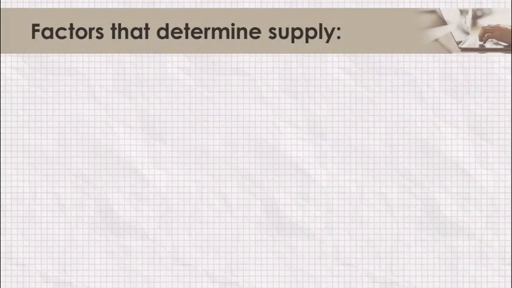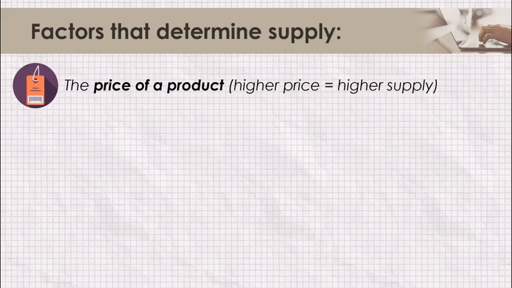Now, there are a few factors that determine supply as well. The first one is obviously the price of a product. So if you are a business, you would want to put that price up as high as you possibly can. Why? Because you want to make the biggest possible profit. Okay, so you will not sell coffee for 5 Rand if you are able to sell coffee for 20 Rand.